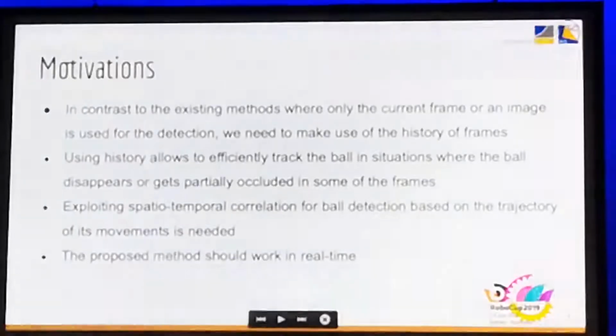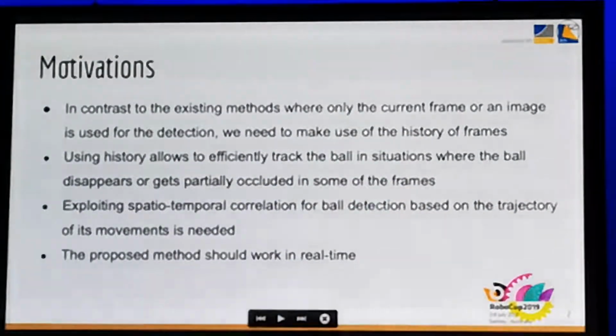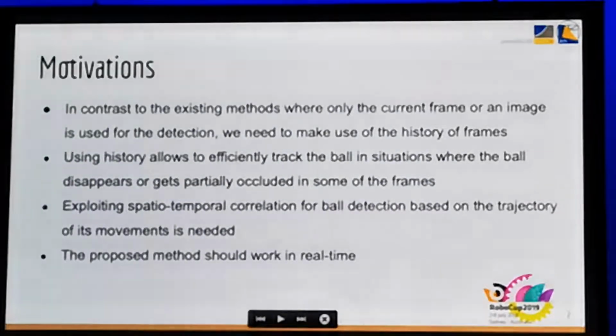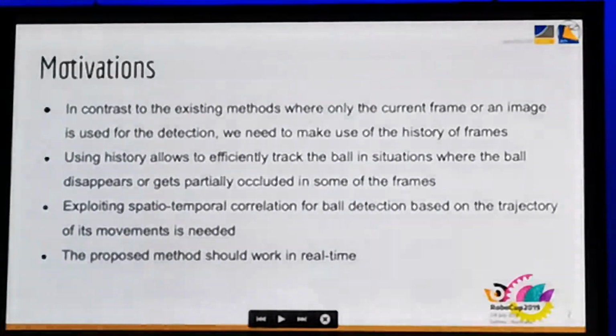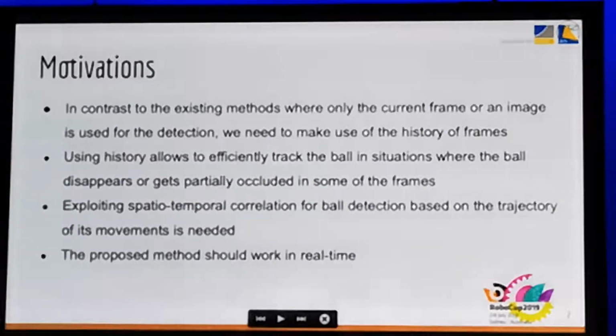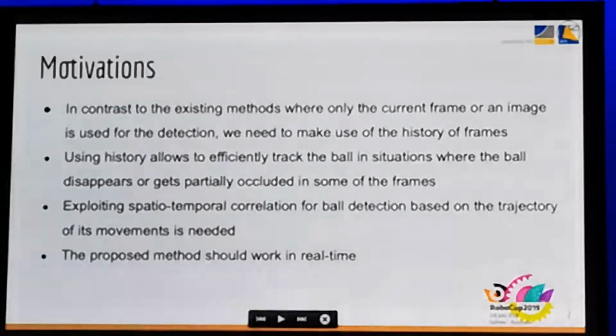In contrast to existing methods where only the current frame or image is used for detection, we wanted something which can work on a history of multiple frames. Using history allows us to efficiently track the ball in situations where the ball disappears or gets partially occluded, and exploiting spatial temporal correlation for ball detection based on the trajectory of the ball's movement is needed. And of course, we are in RoboCup, so we need something to work in real time.